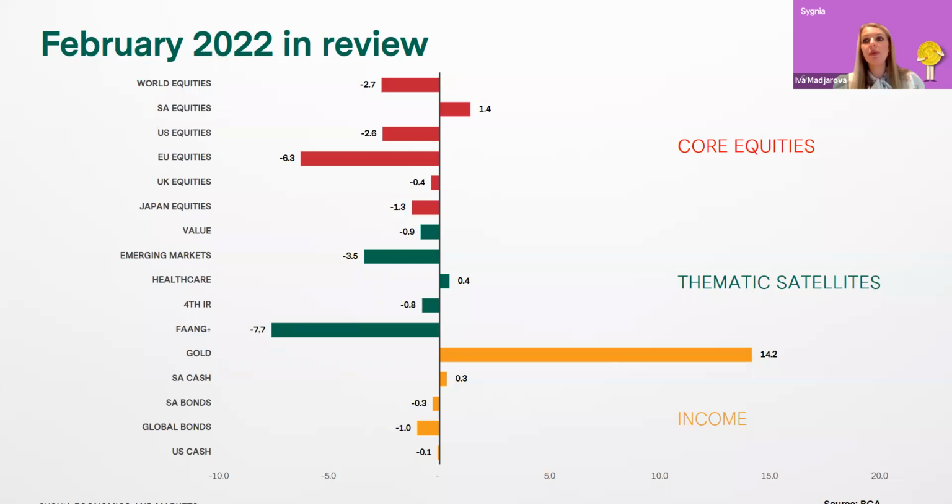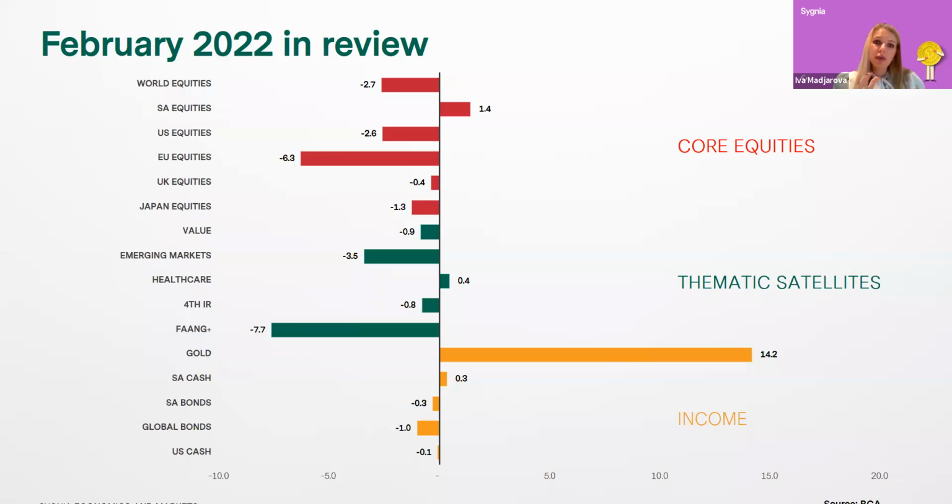So looking at the red bars for the month of February, it should be no surprise that most equities gave us negative returns. If you look at world equities, US equities, European equities, the most negative, again, shouldn't be a surprise. They really are closest to that conflict.